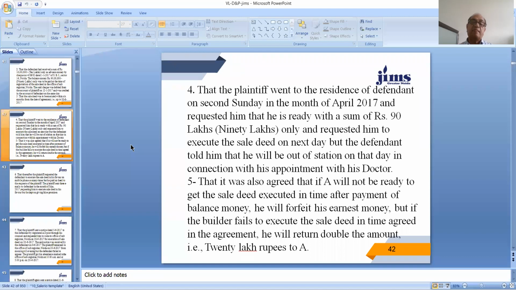Para 5, that it was also agreed that if A will not be ready to get the sale deed executed in time after payment of balance money, he will forfeit his earnest money. But if the builder fails to execute the sale deed in time agreed in the agreement, he will have to return double the amount, that is 20 lakh rupees.